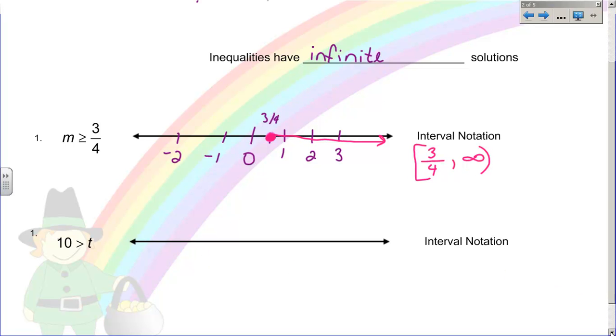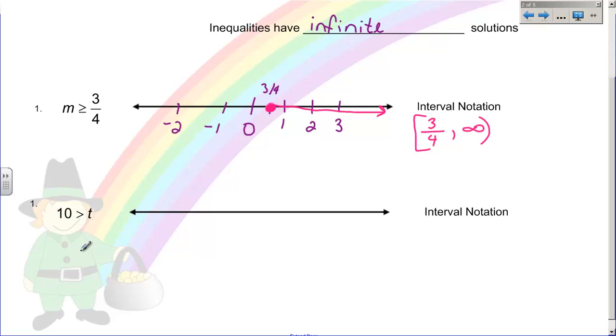So let's do another example. So I have 10 is greater than t. Here's my issue with this problem, okay? In order to be able to graph properly and to write it in interval notation, you really need your variable to be on the left. In this problem right here, the variable is not on the left, it's on the right. So I'm going to rewrite. I always will do this because I like my variable on the left.